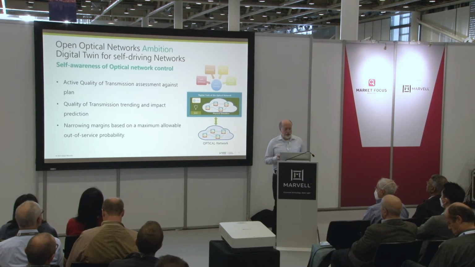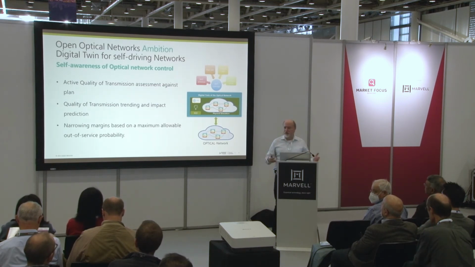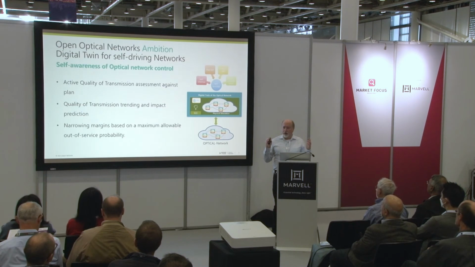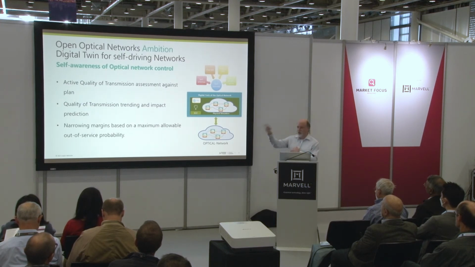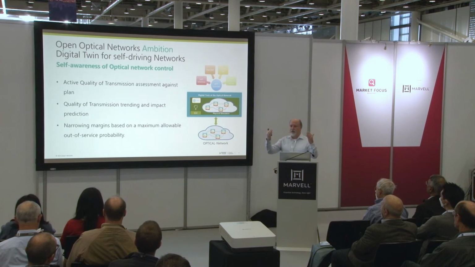Number one, active quality of transmission assessment against plan. Remember, we plan the network, we know how the network should perform if all the wavelengths are full. But now you have a network, you started somewhere, you have maybe 10 wavelengths instead of 80. And the question is, with my current network, am I still in plan? So if I would add another 70 wavelengths on that link, would it still work, yes or no? So what we need to know is to predict, based on what there is right now, are we able to reach the 80 wavelengths? Yes or no?